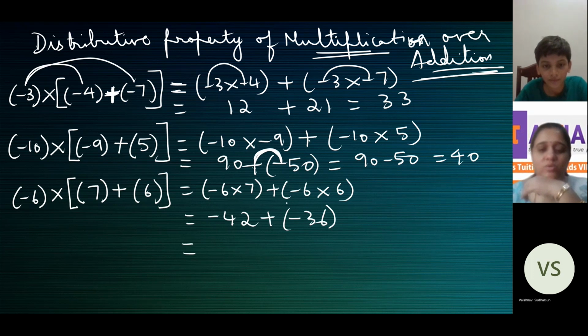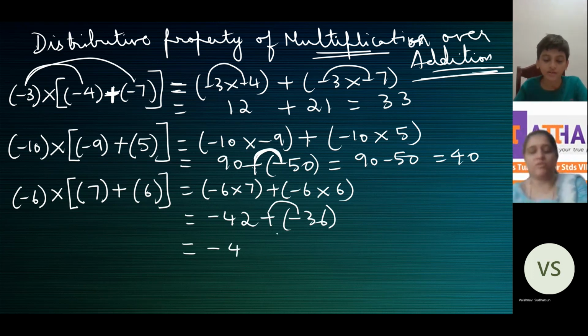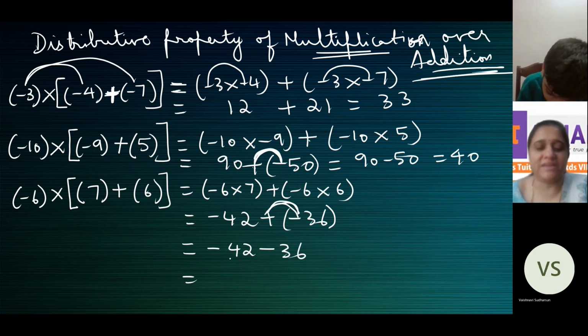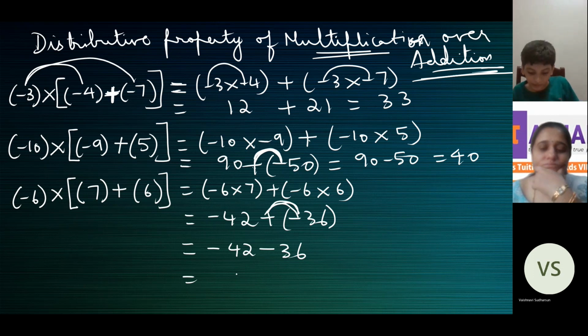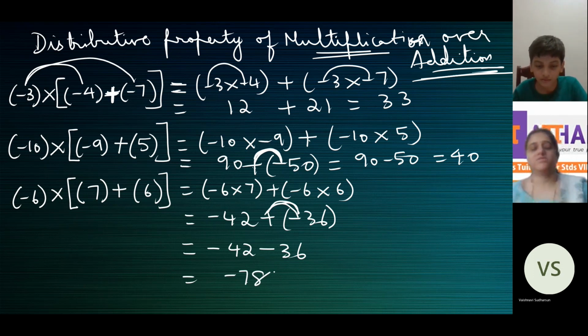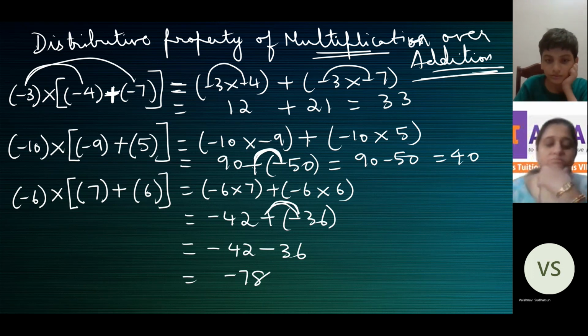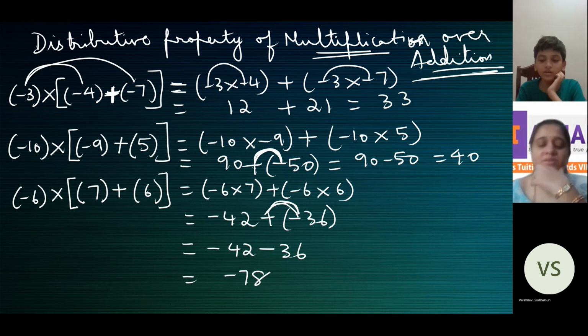So next step, what should you do? Plus into minus is minus. So you should remove the bracket. In the next step, you should remove the bracket by multiplying the signs. So minus 42 minus 36. Now same signs, same signs add. So the answer would be minus 78. Very good. Same signs add and put the same sign. Understood? Navneet, yes, correct. You're right. Good.